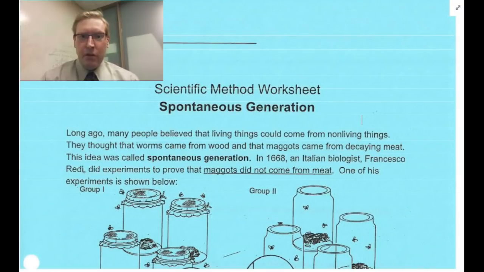This particular example in this worksheet is going to look very familiar. It's the Reddy maggot experiment that we've talked about a few weeks ago, but I think it is a great example and I want to work through it one more time. So let's begin. It says, long ago, many people believed that living things could come from non-living things. They thought that worms came from wood and that maggots came from decaying meat. This idea was called spontaneous generation. In 1668, an Italian biologist, Francesco Reddy, did experiments to prove that maggots did not come from meat. One of his experiments is shown below.